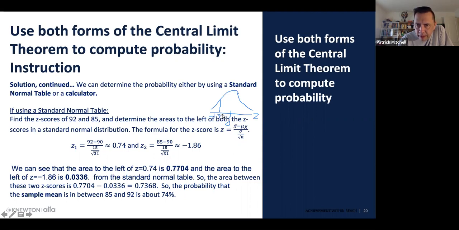And over on the other side is going to be the z-score that replaces 92. So that z-score comes out to 0.74. Okay. Now, they didn't really show their work for what's on the bottom, so I'm going to try to explain that a little better.